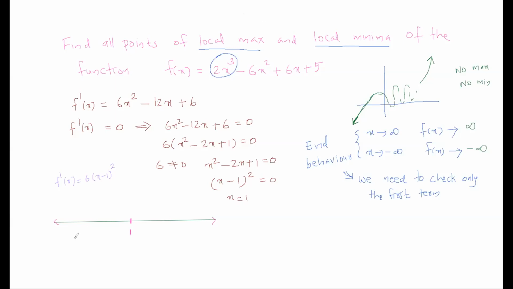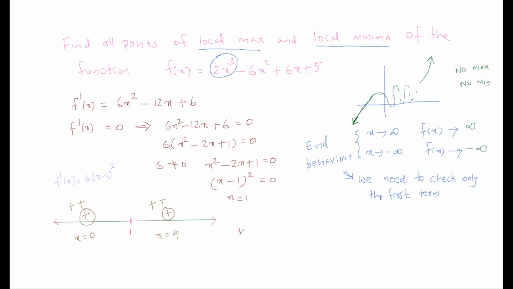You could take any value. Okay, x is equal to 0, testing point. So 6 is positive, and (x minus 1) squared, whatever the value of x, it is positive only. So the left side sign is positive. On the right side, you take another point, say x is equal to 4, any point you can take. 6 is positive, (4 minus 1) the whole square is also positive. It is positive.